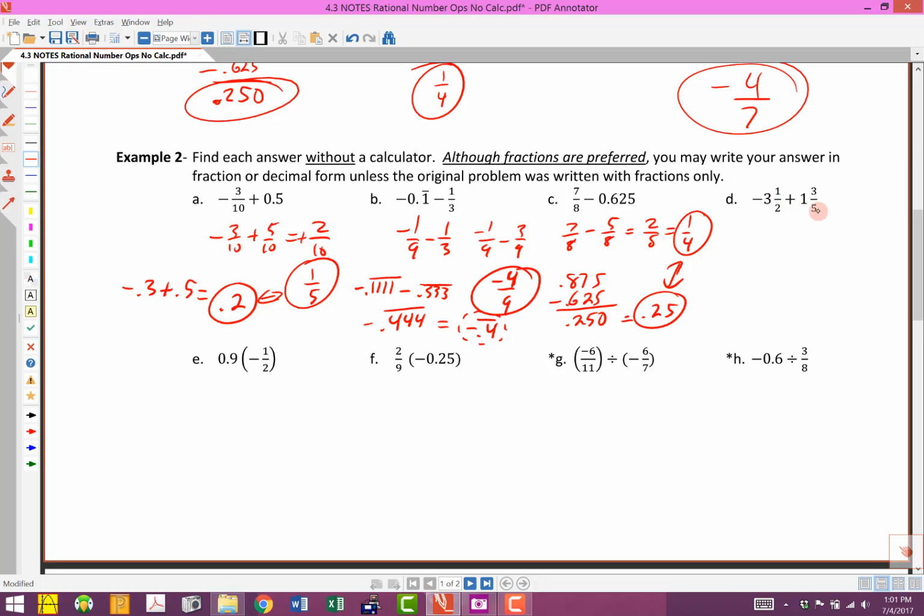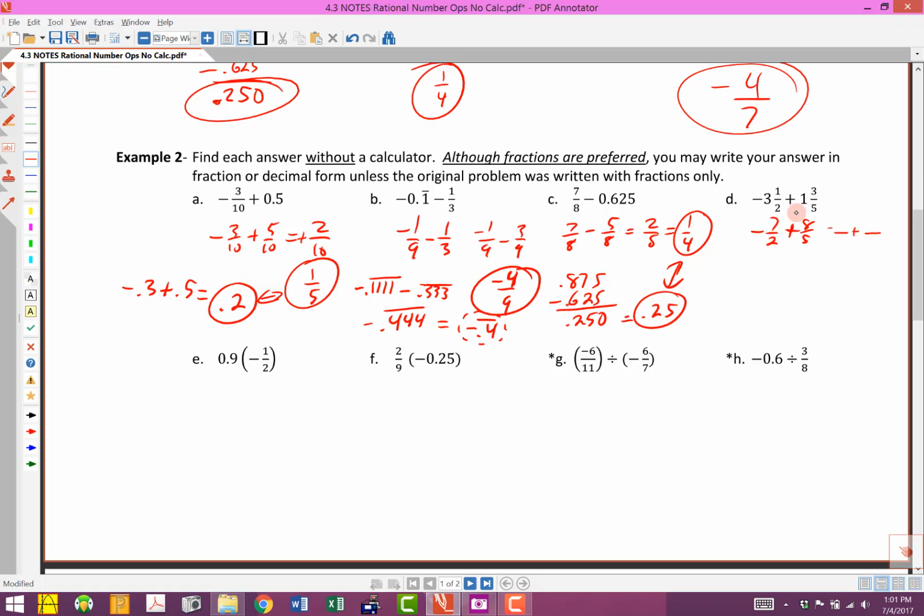Let's take a look at this one. We could take the time to change this into a decimal, but I'm going to do it in fraction form first. So this is going to be negative 7/2, and then this is going to be plus, let's see, 5 times 1 is 5 plus 3, so this is going to be 8/5. I'm going to change those into tenths.